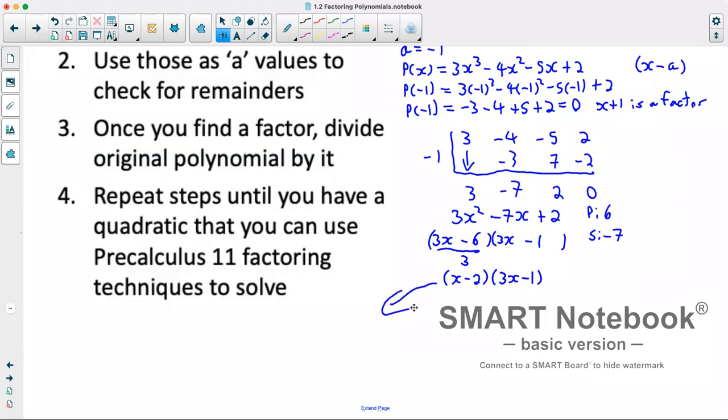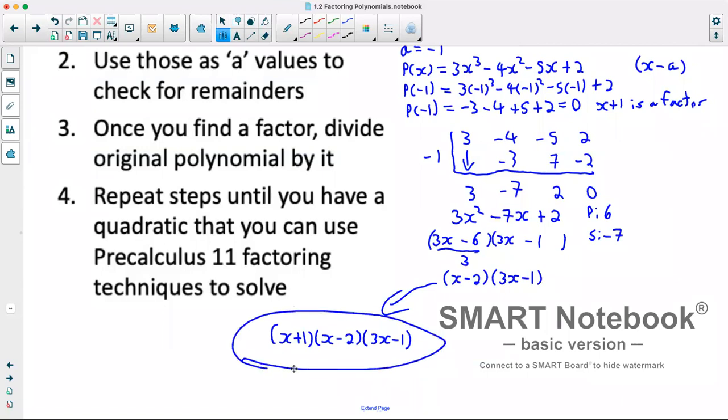Next, we need to add in our factor that we found above. So we have x plus 1 times x minus 2 times 3x minus 1. And that would be our equation fully factored.